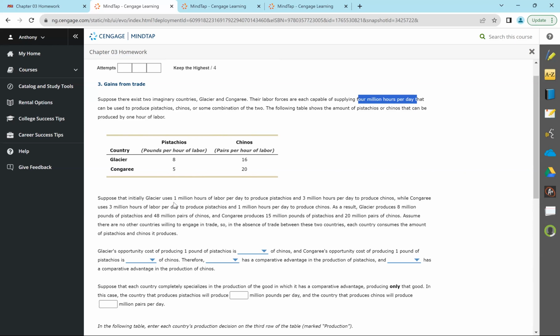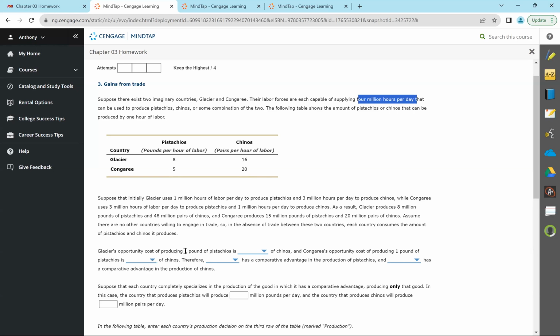Suppose that Glacier, this is important, now uses 1 million hours of labor per day to produce pistachios. So it's 8 times 1, that's 8 million. 3 times 16, that's 48 million to produce chinos. While Congaree goes the other way: 3 times 5, 3 million hours to produce pistachios, 1 times 20. As a result, they're giving you the example. Glacier produces 8 million pounds of pistachios, that's the 1 million times the 8, and 48 million pairs of chinos, that's 16 times the 3 million hours. And similarly, Congaree produces 15, that's the 5 times the 3 million hours, 20 times the 1 million hours, etc. Okay.